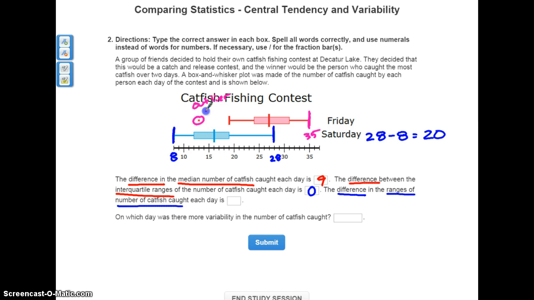So that 35, and then the low value down here is 13. So how do I find my range there? I'm just taking 35 minus 13, which is 22. So the difference in the ranges there, now I have to calculate the difference between these, which means I have to subtract them and get 2. And the last question down here, on which day was there more variability in the number of catfish caught? That's asking you again to compare these two right here. So obviously, which one had more variability? Which one had a greater range? Friday is your greater range.